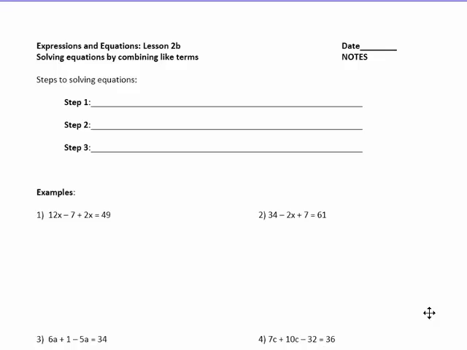All right, ladies and gentlemen, so today we're going to take that step we've been practicing, which is combining like terms, and now we're going to put it into an equation. And this is going to become our first step of the equation. So our new step one is to combine like terms.